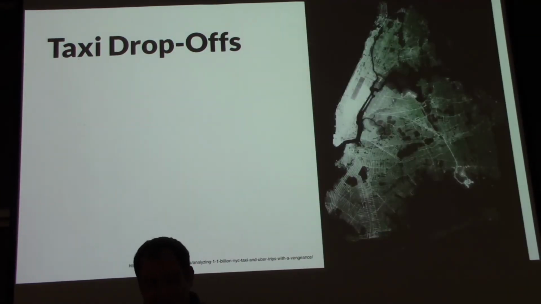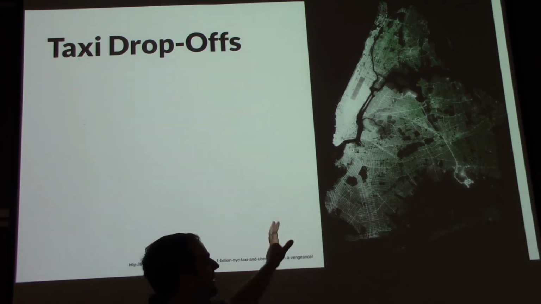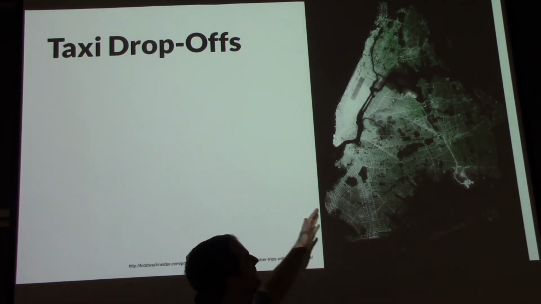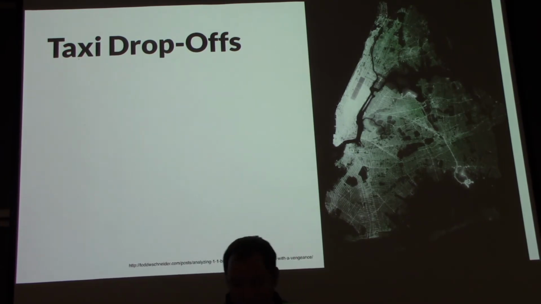This is a map of taxi drop-offs in New York City. Again, without any background map or any background structure. And you can see very clearly that lots of people are being dropped off in Manhattan and in certain regions.